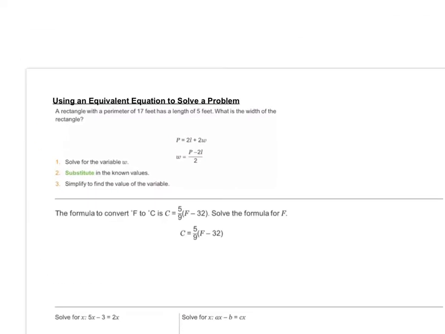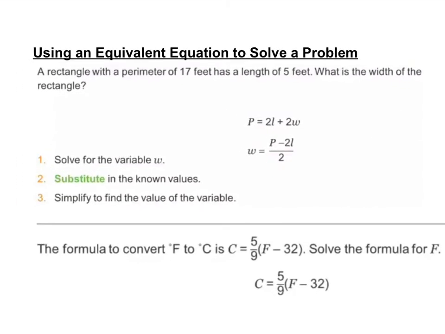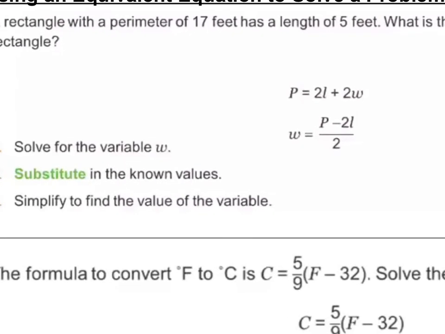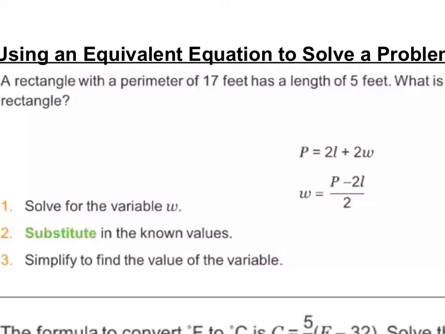All right, so let's jump in here and use the same formula that we had figured out on the other one, and we're going to do this two different ways. Okay, so we say we have a rectangle with a perimeter of 17 feet. So I'm going to say that my perimeter P is equal to 17, and I have a length of 5 feet. So my length is equal to 5.